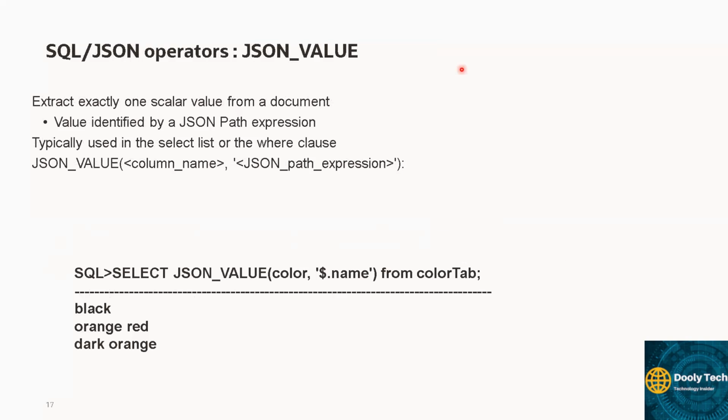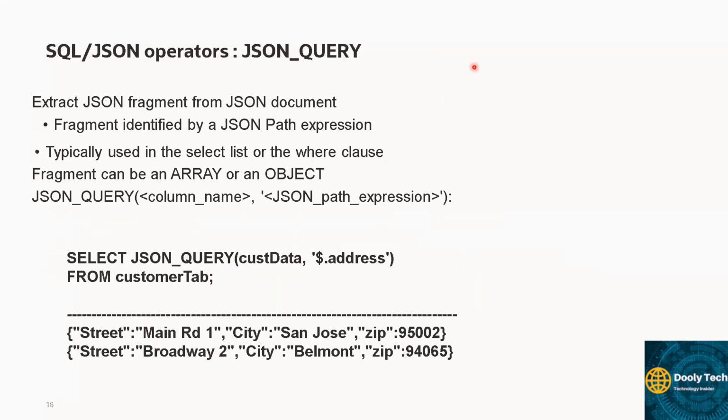Whereas JSON value is a single scalar value, JSON query can return an array or object. In this example, we are listing the color tab table. We wish to go to the color column where we store all the JSON data, and we want to list the name values, in this case, which are black, orange, red, and dark orange. Okay, JSON query.